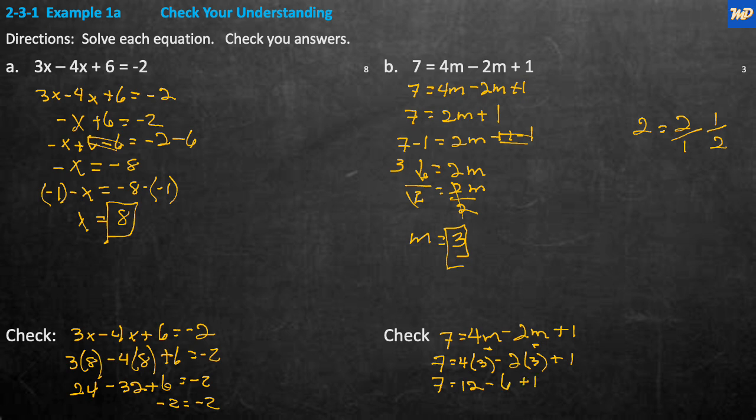And when we simplify this, we're going to get 7 is equal to 12 minus 6 is 6, plus 1 will be 7. So I guess I should have done the whole thing. In fact, let me go back and erase that. I left myself not enough room. I'm just going to go ahead and simplify completely right here. 12 minus 6 is 6 plus 1 is 7. So 7 equals 7. Okay, now we'll go to the next slide.